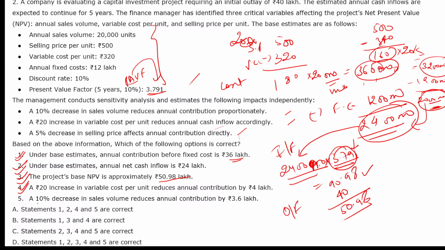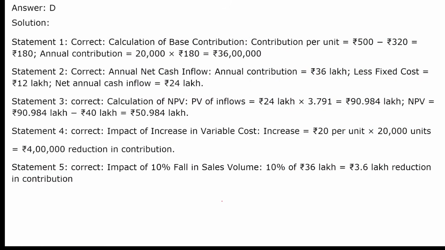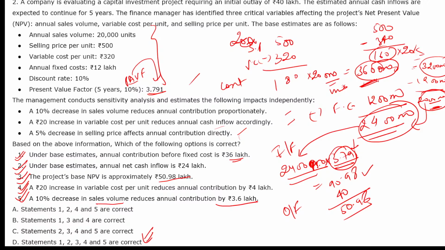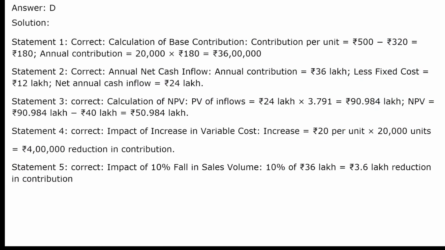Correct answer. A 10% decrease in sales volume reduces annual contribution by 3.6 lakhs. Okay, let's do it. 500, that is 180. 180 into 10% decrease in volume, so 18,000. So this is also correct. All 5 are correct. So D is the correct answer. 10% of 36 lakh is 3.6 lakhs, right? 3.6 lakhs is reduced. So this is also correct. Option number D is the correct answer.